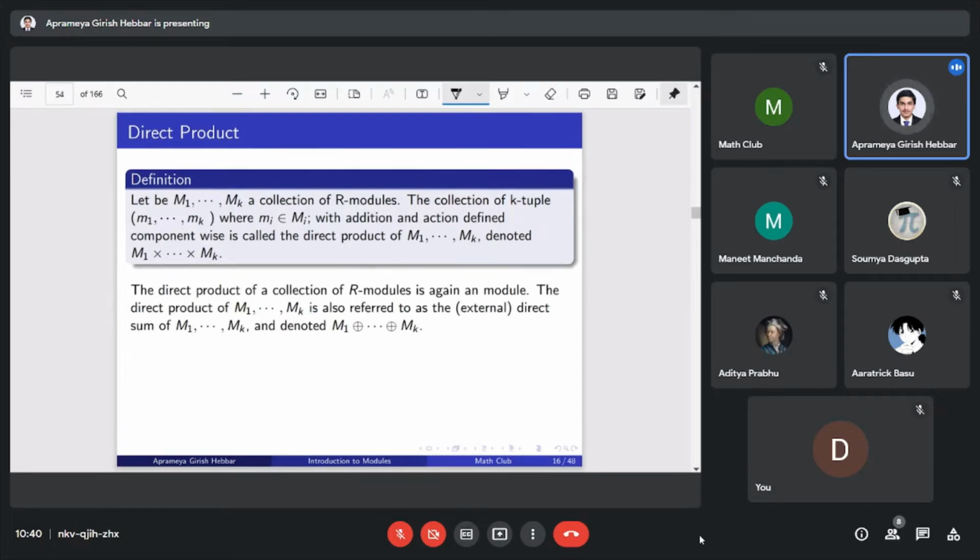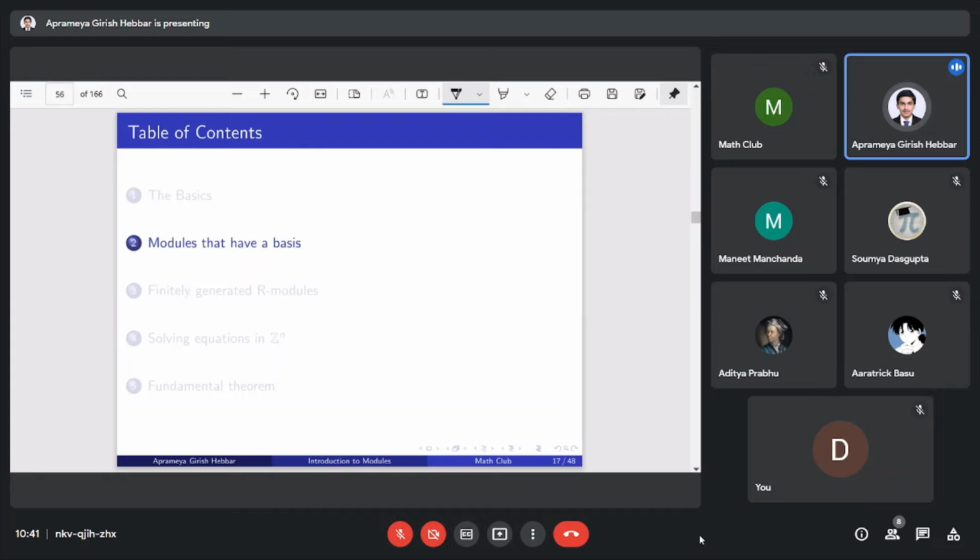The direct product of M1 up to Mk is also called the external direct sum, and is sometimes denoted M1 plus M2 plus up to Mk. One can write R^n to be isomorphic to R cross R cross up to R, n times. Why? Because this is directly by definition. R^n is nothing but the set of all n-tuples with elements in R, and this by definition is R cross R cross up to R. So one can have equality here instead of being isomorphic.